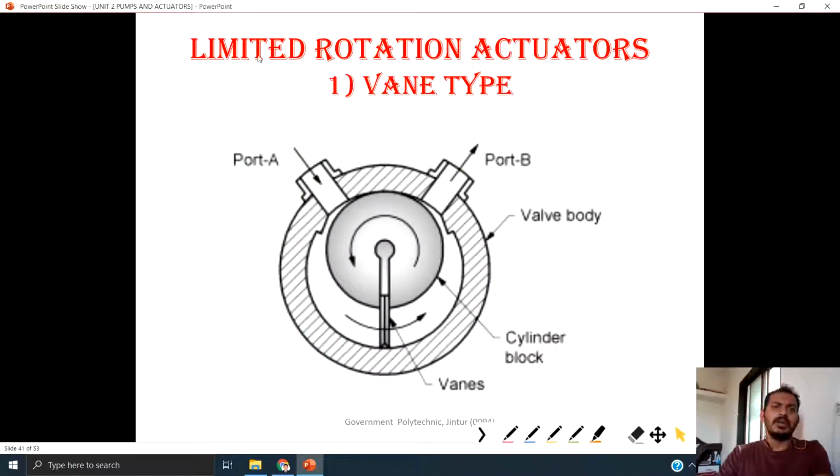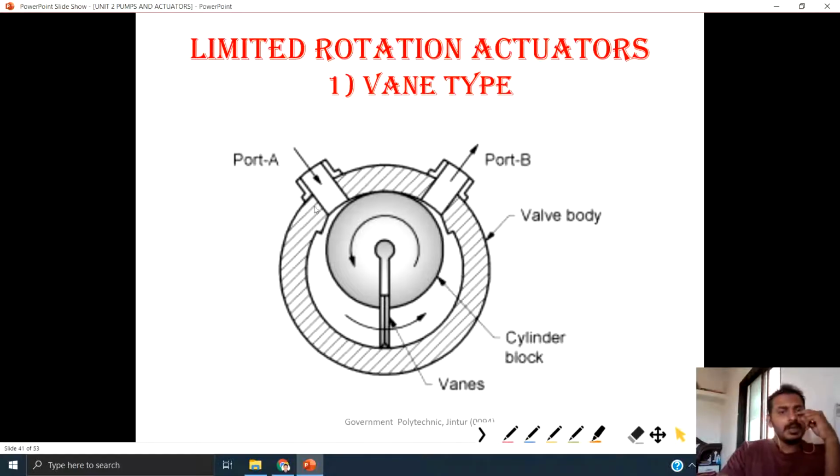Vane type of limited rotation actuator. Limited rotation means only partial rotation. We are not having full 360-degree rotation, only less than 360-degree rotation. If that is available, then it is called a limited rotation actuator.